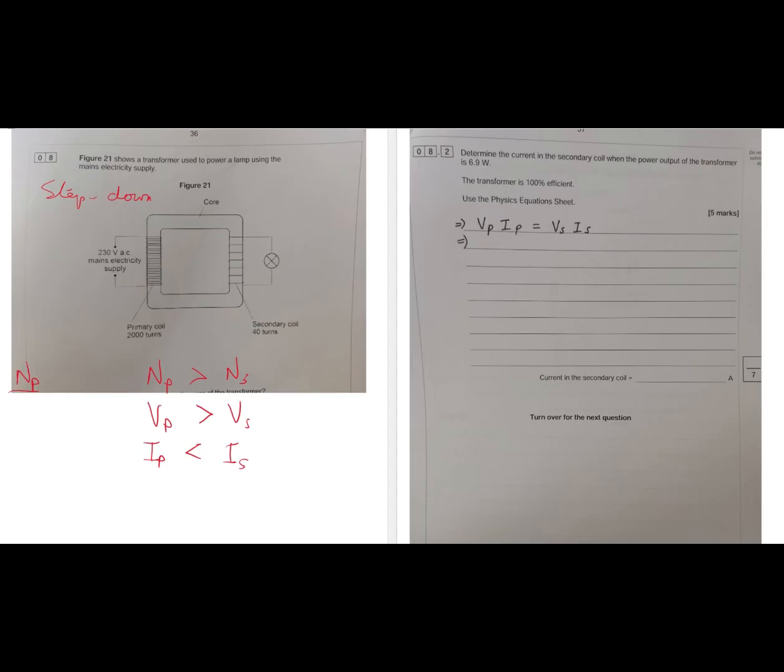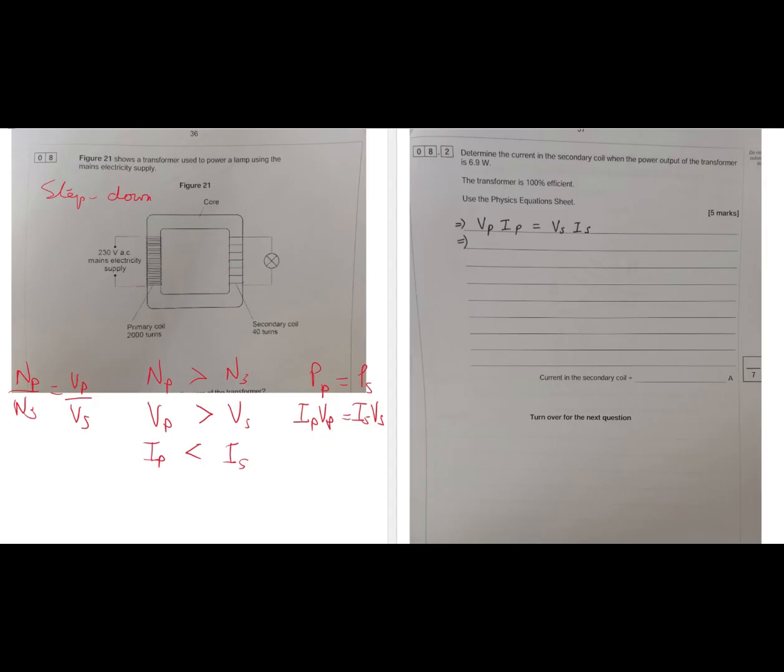So NP over NS is equal to VP over VS. Or you can write it with the S's on top, that's not a problem. And then you've got your power formula, power on the primary equals power on the secondary, which looks like the one they want us to use. So IPVP is equal to ISVS because power is IV. So those are your formulas, that's your theory.